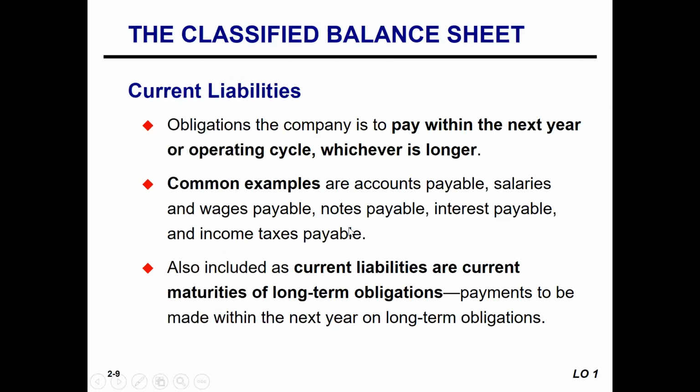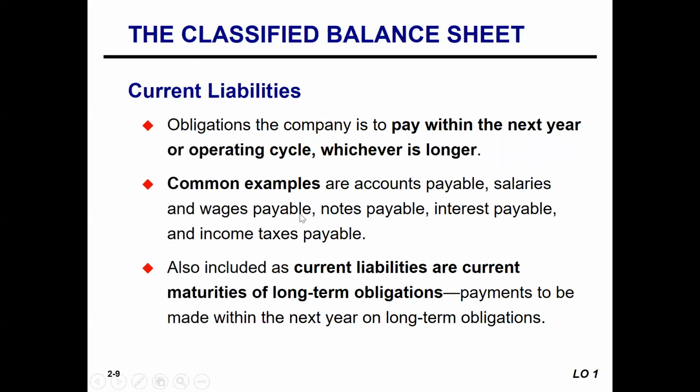So all of these examples given over here, typically they're going to be paid in 30 days or less. Accounts payable is money I owe to my vendor. When Verizon sends me a bill, the due date is typically within 30 days. Salaries and wages payable, the due date typically is a couple days.